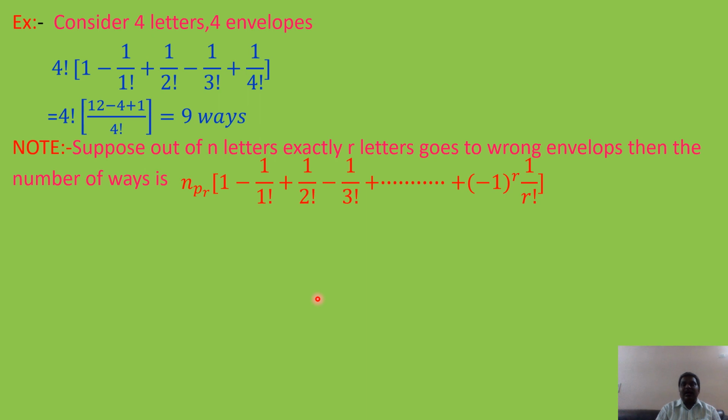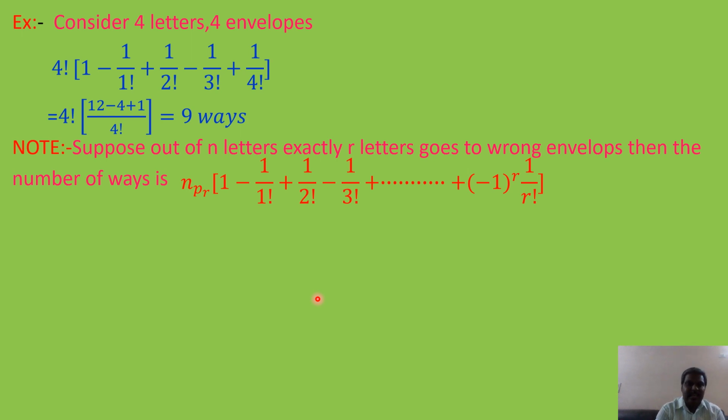Here, exactly r letters go to the wrong envelopes. You have to select, first of all, the r letters which go to the wrong envelopes. How many ways can this be selected? nCr ways. So r letters and r envelopes; you have to send them in the wrong way.